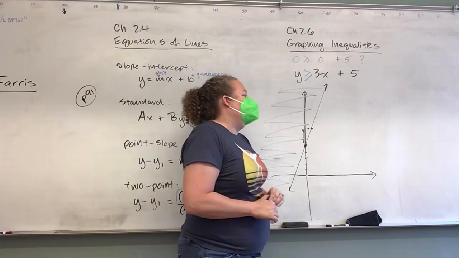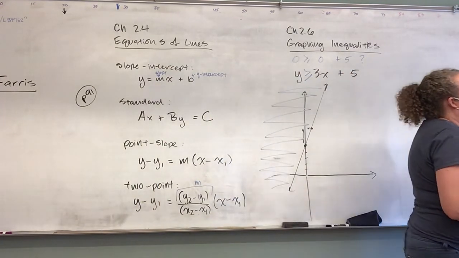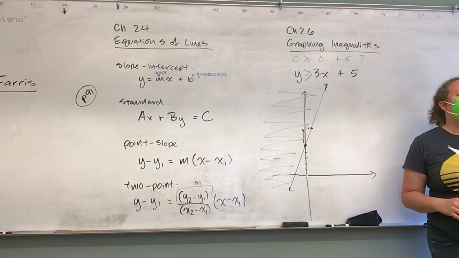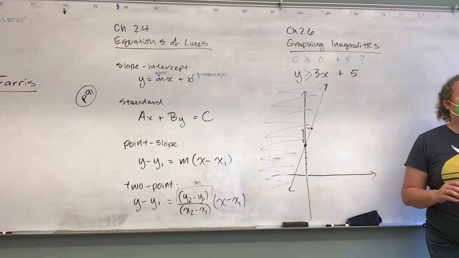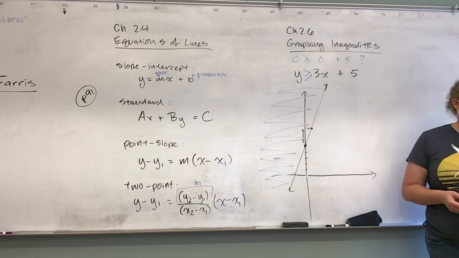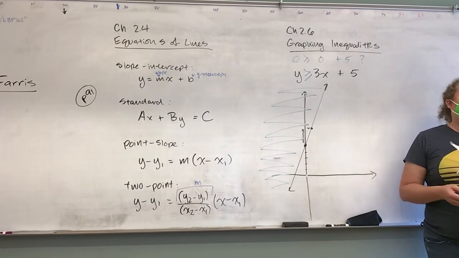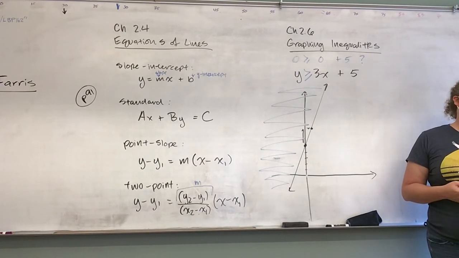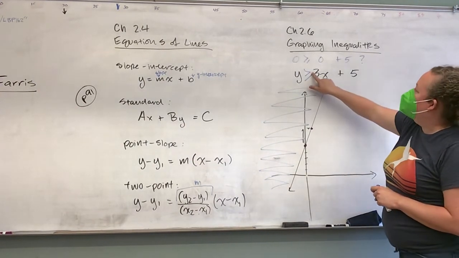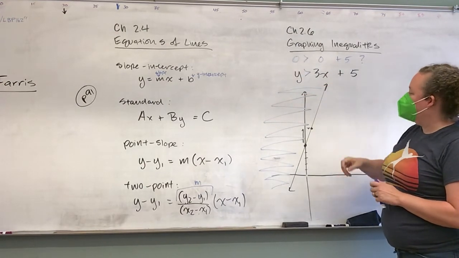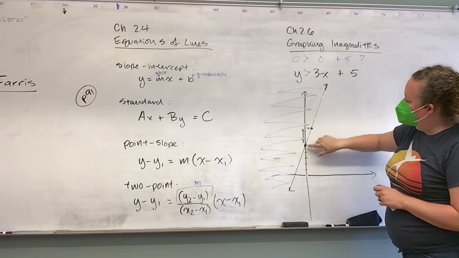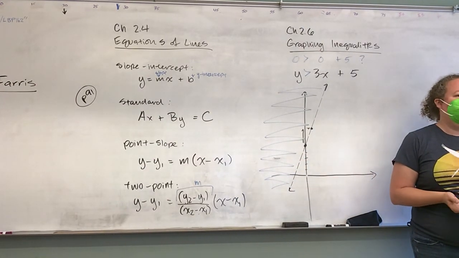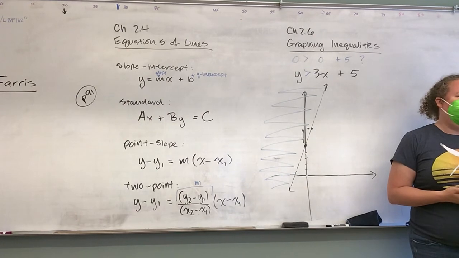All right, so Merlin, returning to your point that if it's greater than or equal to, the circle is solid, and if it is just greater than or just less than, the circle is open. How can we represent that same concept with a line? You could dash the line. That's right. So if this were just y is greater than 3x plus 5, we would represent that visually by making this a dotted line.